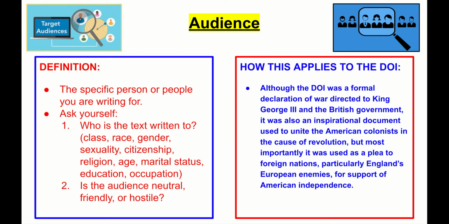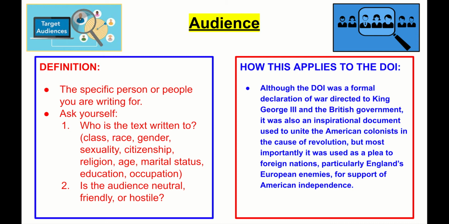For example, if you have a hostile audience, then you want to make sure that you approach them in a way that accounts for the fact that they already have a negative attitude toward you. Okay, so how does audience apply to the Declaration of Independence? Although the Declaration of Independence was a formal declaration of war, as stated in the title, directed to King George III and the British government, it was also an inspirational document used to unite the American colonists in the cause of the revolution.